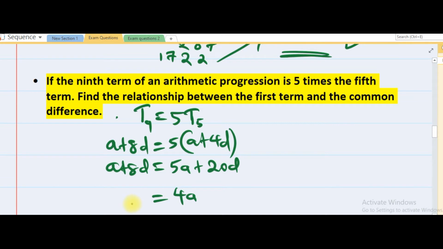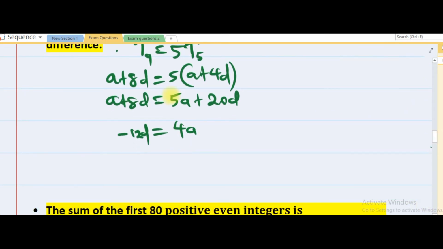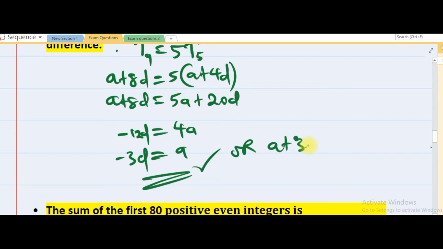8d minus 20d is minus 12d. What is common is 4. So 4 in 4a is a, and 4 in here is minus 3d. So that's the relationship. Or depending on the options, they might write it as a plus 3d equals 0. So any one of them is correct. Or d equals minus a over 3.